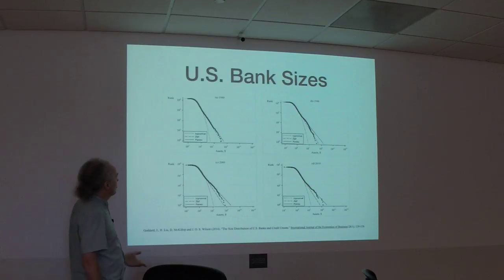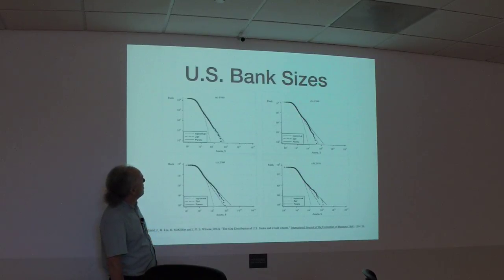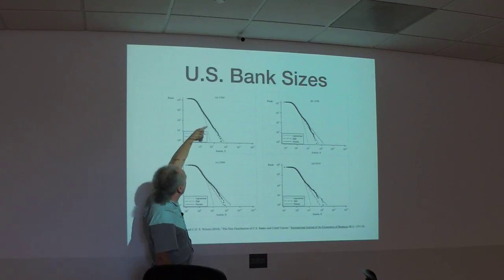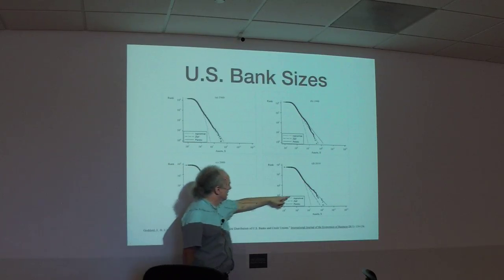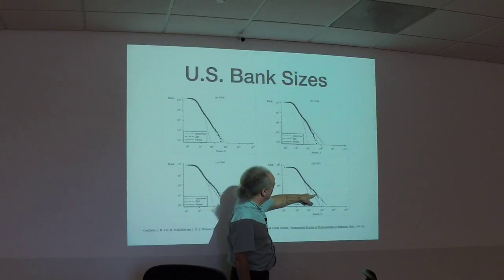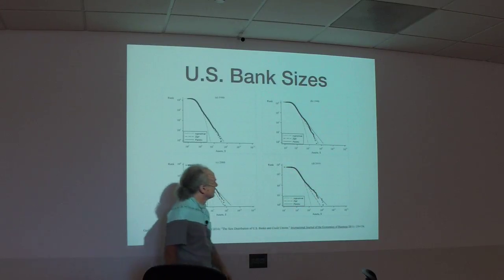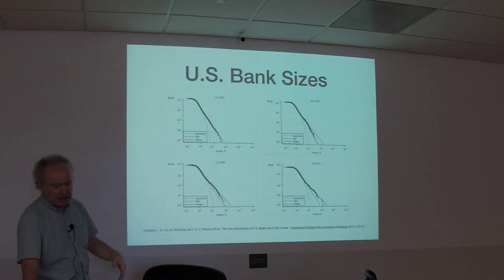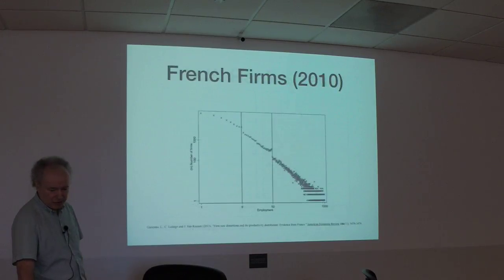Subsectors also have this structure. This is now the size of banks. You see log coordinates. Now here, by the way, they're interestingly fitting a log normal. Notice the log normal never gets the tail right. Log normal predicts way too few big firms. Now it turns out not all sectors do this, but many sectors do.